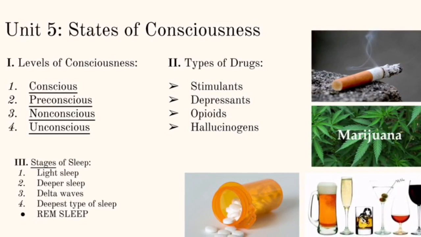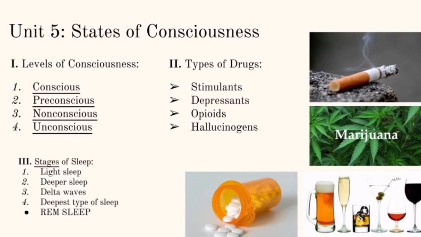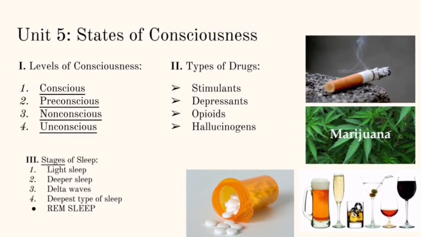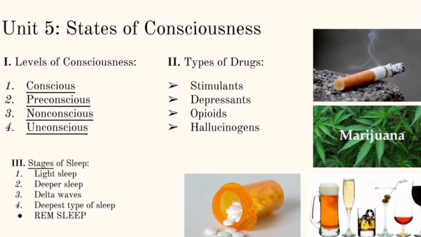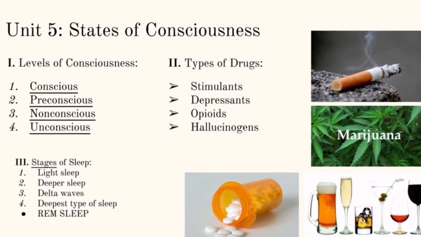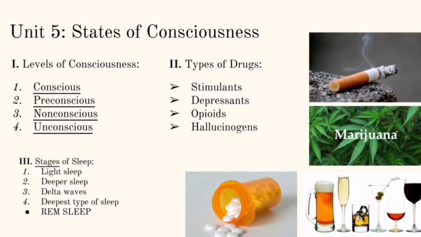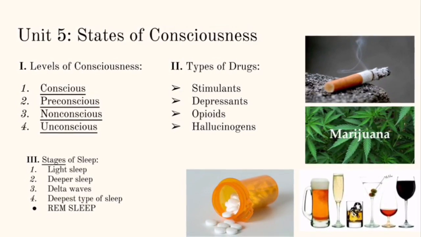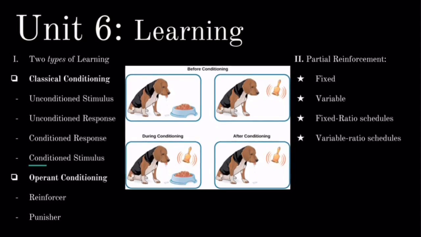To move on to Unit 5, we have different levels of consciousness: conscious, preconscious, non-conscious, and unconscious. We also have different types of drugs: stimulants, depressants, opioids, and hallucinogens. And we also have different stages of sleep: light sleep, deeper sleep, delta waves, the deepest type of sleep, and REM sleep occurs.